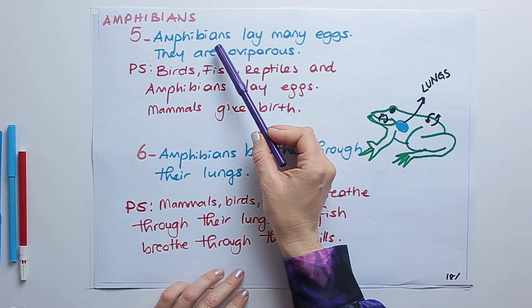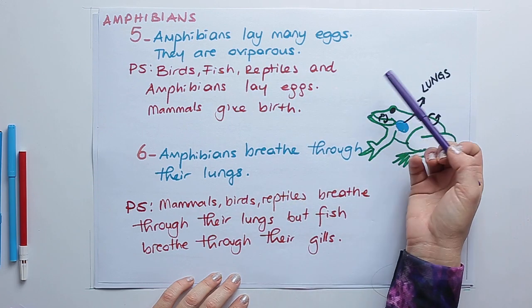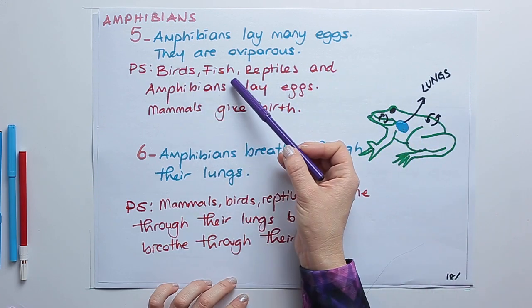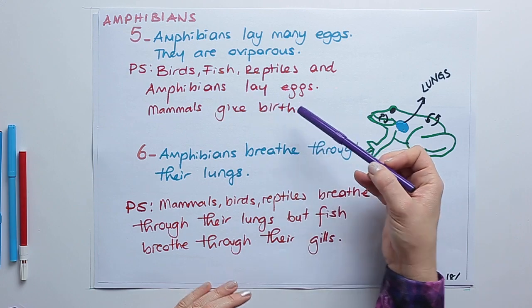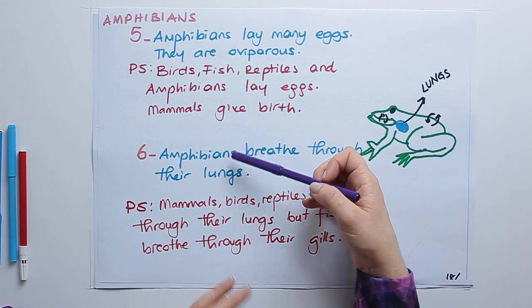Fifth feature, amphibians lay many eggs. They are oviparous. If you remember, birds, fish, reptiles, and amphibians lay eggs. So the different kind is mammals because they are giving birth.